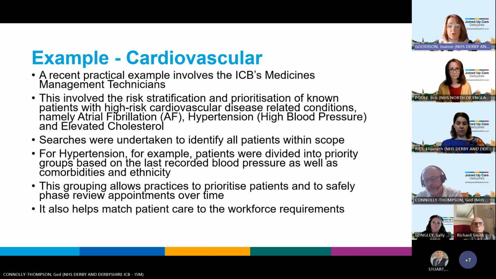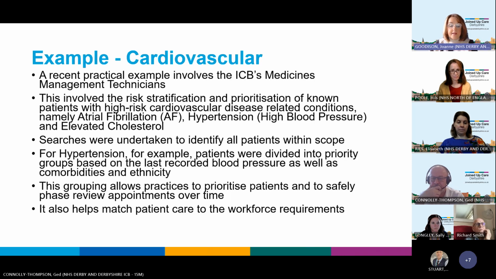And it was based on the last recorded blood pressure, as well as comorbidities and ethnicity. And as I say, that grouping allows all practices to prioritise the patients, to safely phase review appointments over time, either with a prescribing clinician or a healthcare assistant. So there are other providers and practices use different risk stratification tools, but for this purpose, what we thought we'd do is to, as I said, utilise the UCL framework.